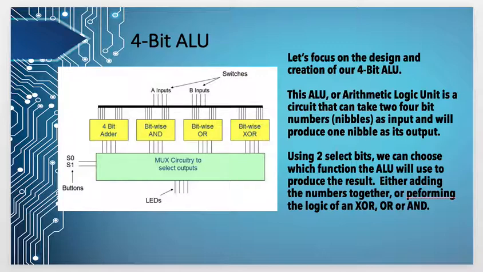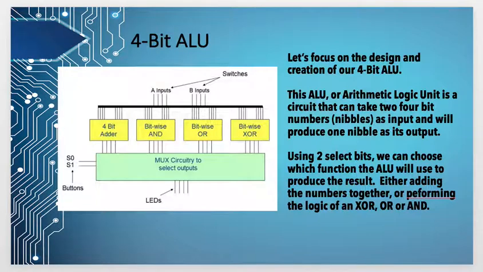Let's focus on the design and the creation of our 4-bit ALU. This ALU, or arithmetic logic unit, is a circuit that can take two 4-bit numbers, our A inputs and our B inputs, also called nibbles, and they will produce a one nibble output. Using two selector bits, we can choose which function, either adding them together, using the logic function of AND, or XOR to produce the output.